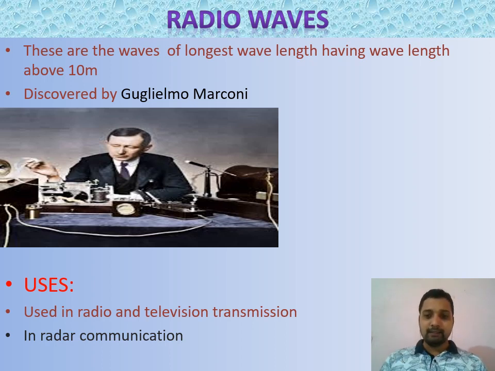It is called cosmic rays. Cosmic rays mainly come from heavenly bodies. Cosmic rays have very high penetrating power and can cause more harmful damage compared to gamma rays. From cosmic rays to radio waves, we have the visible spectrum and the other invisible spectrum. So this is all about the electromagnetic spectrum.